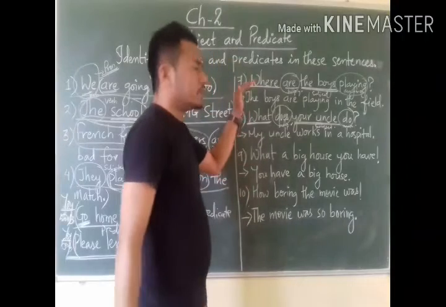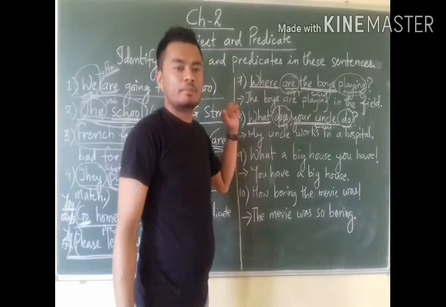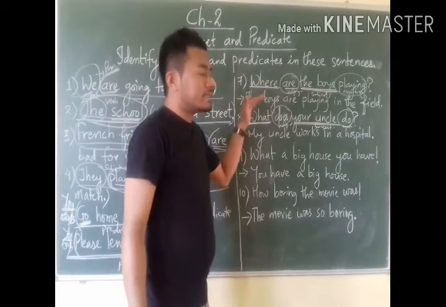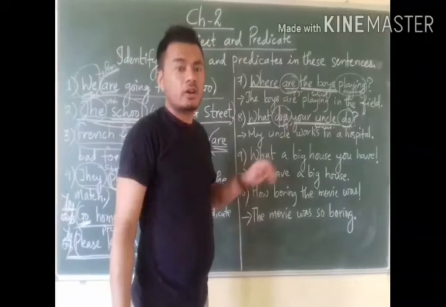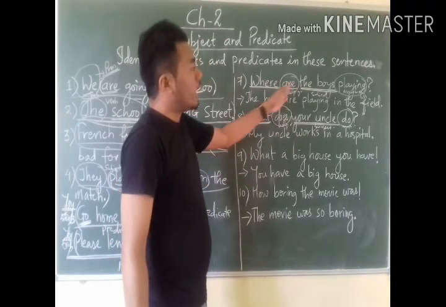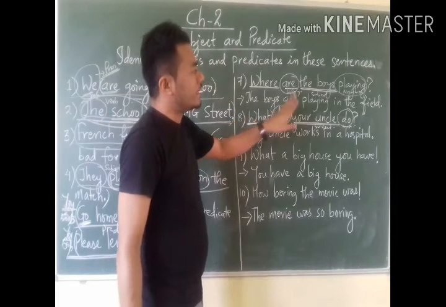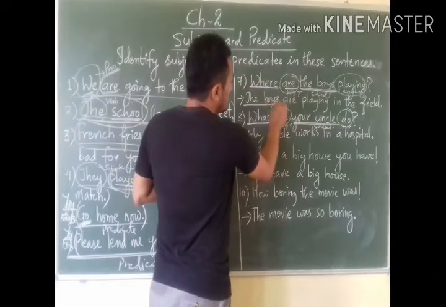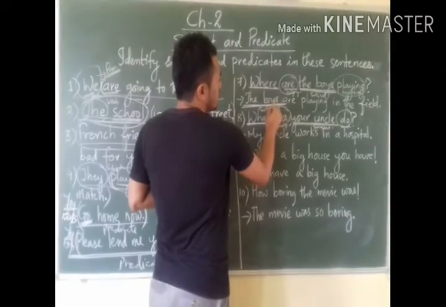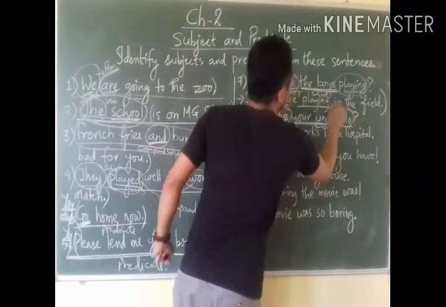Otherwise, if this process is difficult for you to identify subject and predicate in interrogative sentences, you need to change the sentence into an assertive sentence, or you can give the answer to the question. Like, where are the boys playing? If I answer, the boys are playing in the field. So here also the subject is the boys, like I have found here. And are playing in the field is the predicate.